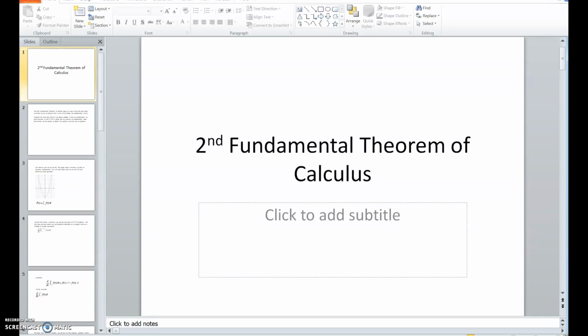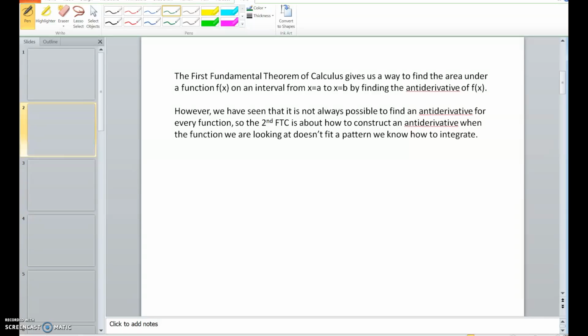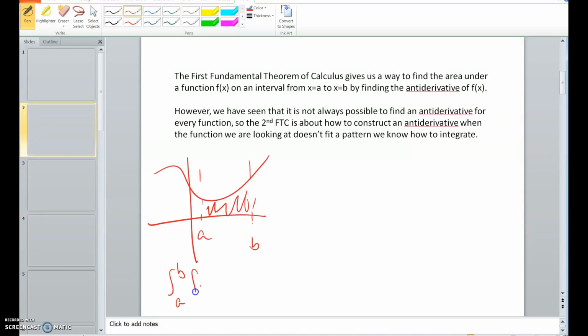Welcome to the second fundamental theorem of calculus video. Okay, so the first fundamental theorem of calculus that we looked at a couple weeks ago gives us a way to find the area under a function f of x on some interval from a to b by finding the antiderivative. So we've got some function that looks like this, and I want to find the area in between a and b. We know that that is the integral from a to b of f of x.